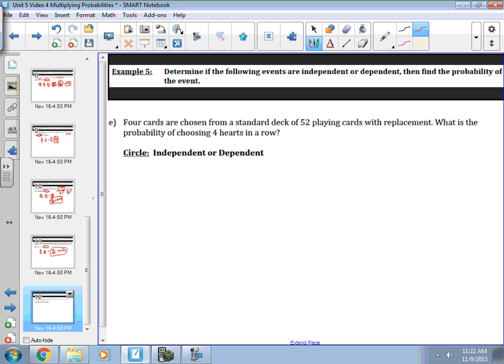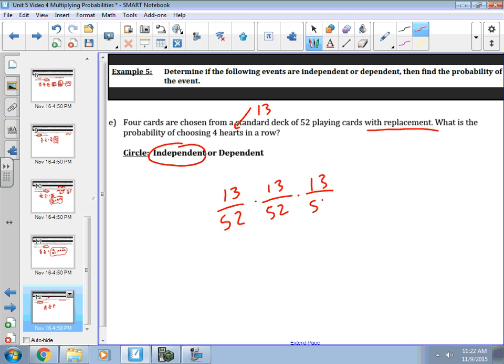For E, 4 cards are chosen from a deck with replacing them. So now every choice should be independent of the one before it. What's the probability of getting 4 hearts in a row? Well, we know hearts is 13 cards in the deck. So it'd be 13 out of 52 for the first chance. You put it back, you're still going to be out of 52, and there's still 13 in there. So it'd be 13 out of 52 each time.